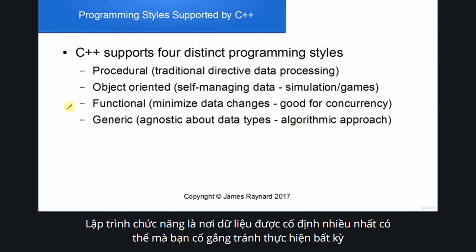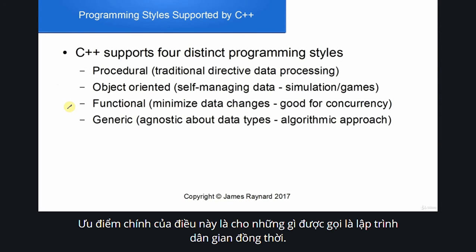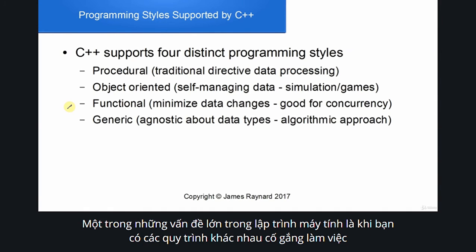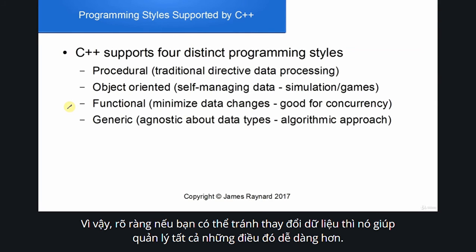Functional programming is where the data is fixed as much as possible. You try to avoid making any changes to the data when you're processing it. Again, this sounds a bit abstract. The main advantage of this is for what's called concurrent programming, where you have several programs or several threads within a program which are working on the same data at the same time. One of the big problems in computer programming is when you have different processes trying to work on the same data at the same time. If one of them updates the data when the other one is not expecting it, you can get all sorts of problems. So obviously, if you can avoid changing data, then it makes it a bit easier to manage all that.